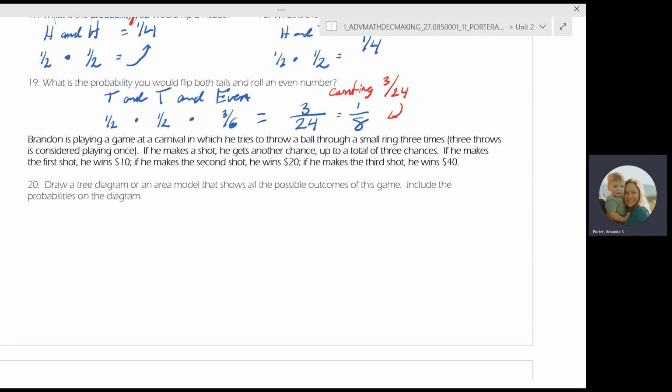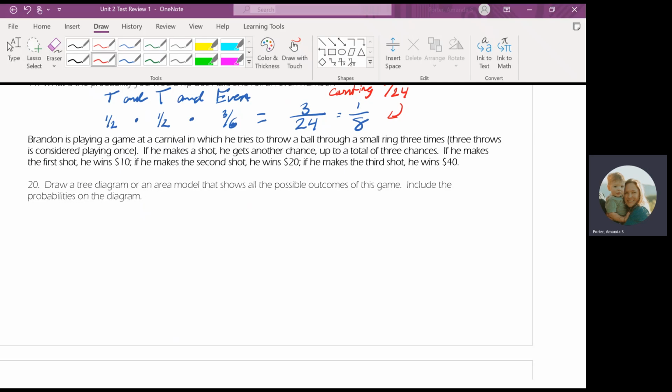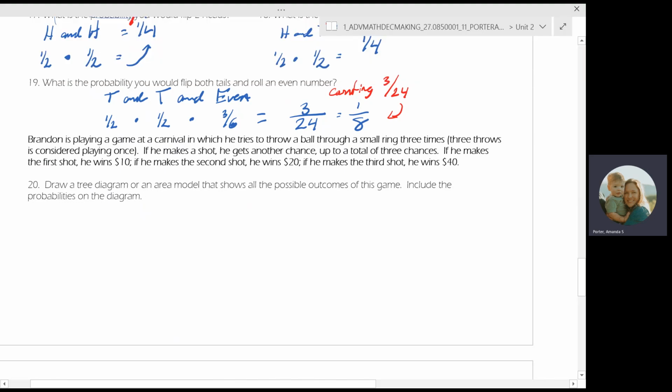All right, now here's another version of a tree that could be helpful for you. Brandon is playing a game at a carnival in which he tries to throw a ball through a small ring 3 times. If he makes a shot, he gets another chance. But if he doesn't, it sounds like he doesn't get another chance. So this means that my tree isn't going to be symmetric. So we're going to draw, and it says tree or area. I like the idea of a tree here. So much easier than an area. So please don't do an area. You can, but please don't.